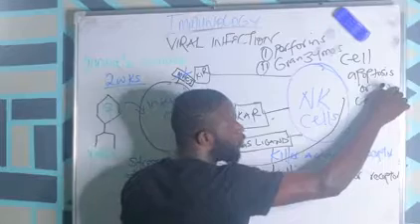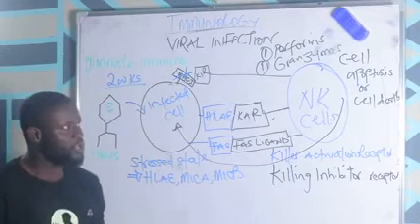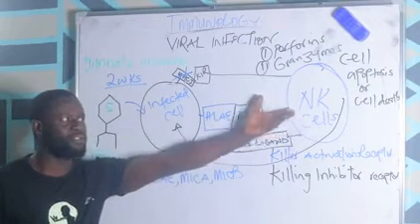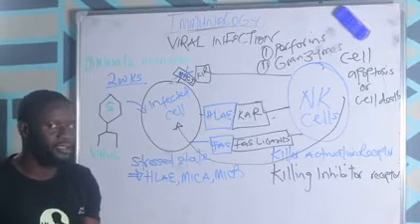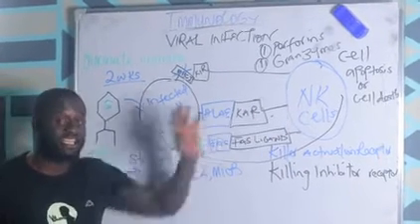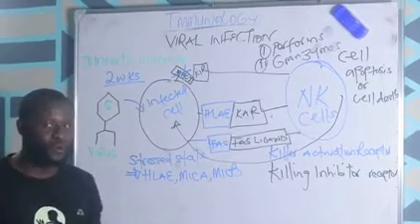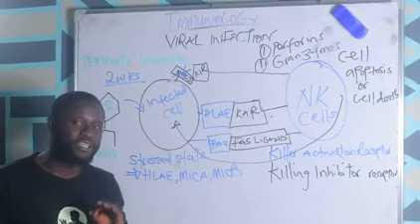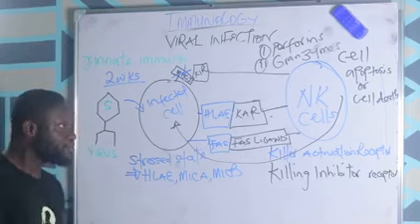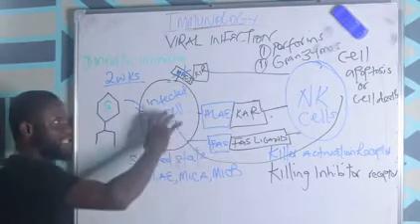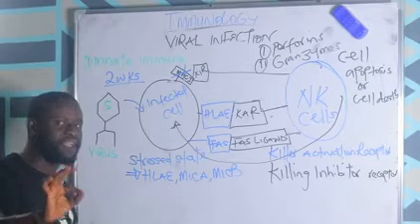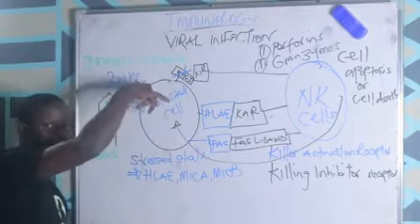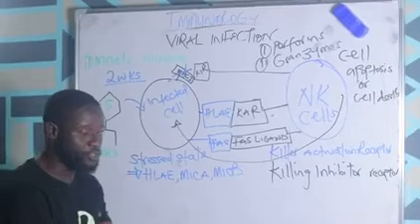A question might occur and you'll be asked, why is the NK cell doing cell apoptosis? Why is it not doing cell lysis? The NK cell is doing cell apoptosis to completely eliminate the infected cell so that the viral peptide in the infected cell does not go into the bloodstream.